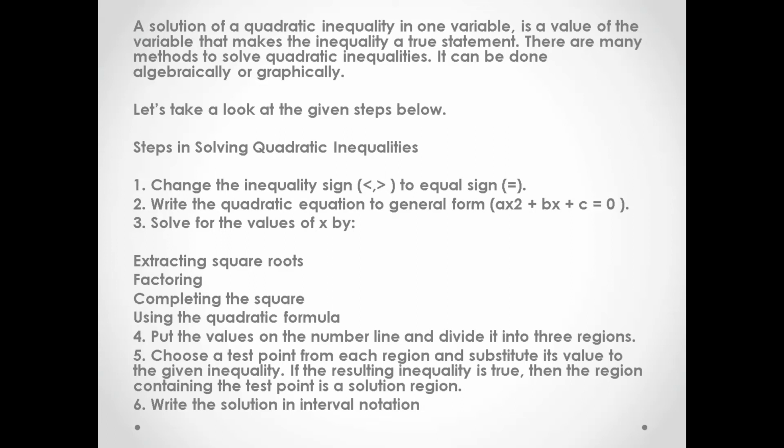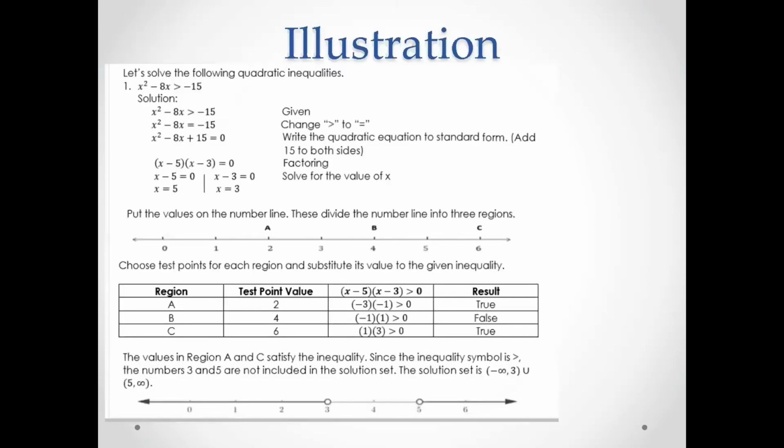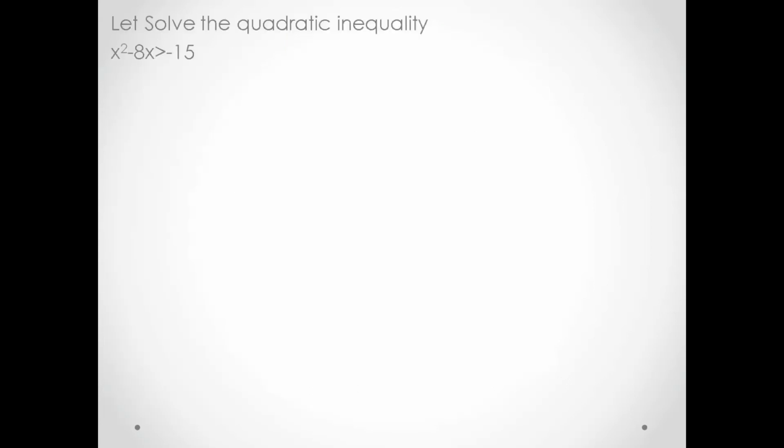So, to further understand and to use these steps in solving quadratic inequalities, let's have an example. For our example, we have x squared minus 8x greater than negative 15. We are going to solve this quadratic inequality, so let's follow the steps. First, we need to change this inequality symbol to an equal sign. Then it becomes x squared minus 8x is equal to negative 15.